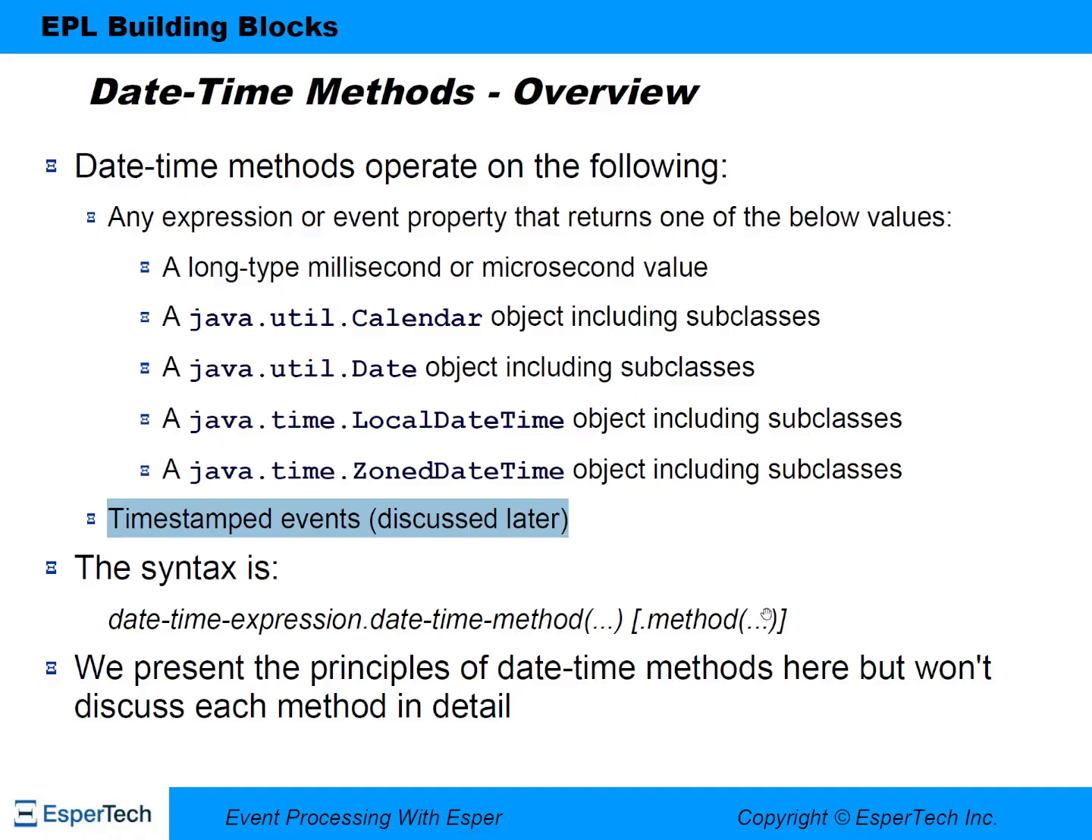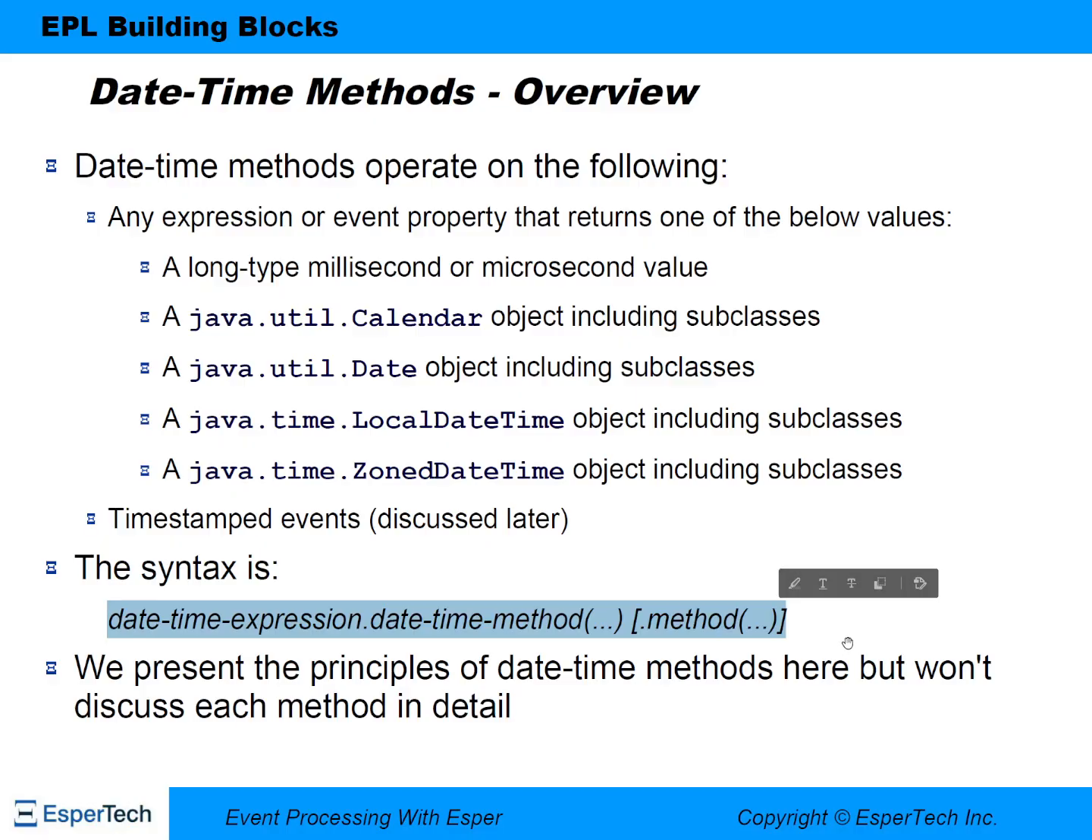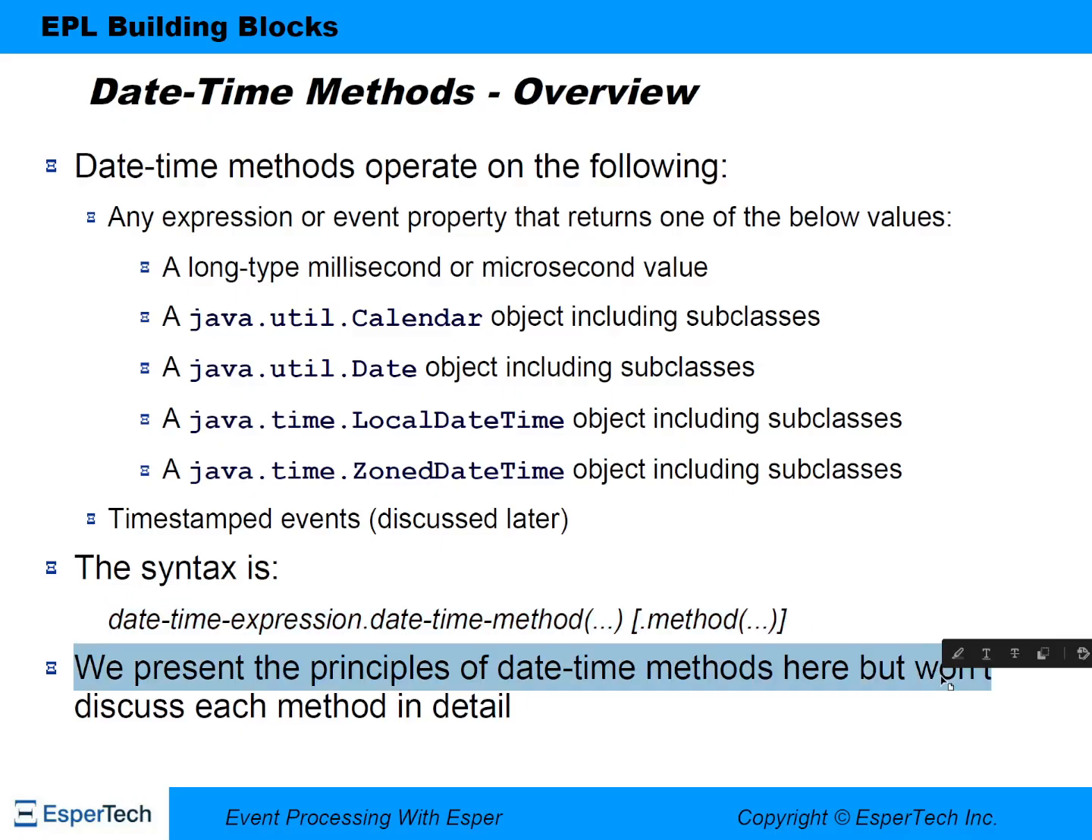The syntax for a datetime method is the same as any method call. Datetime expression, datetime method, parenthesis, parameters. Optionally, dot and another method and parameters, and so on. We present the principles of datetime methods here but won't discuss each method in detail.